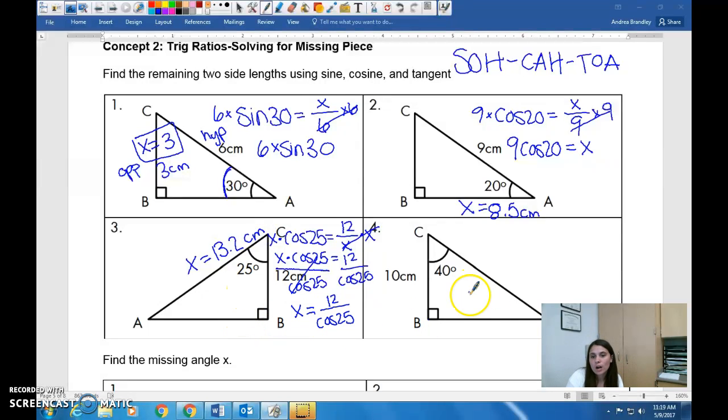On number 4, I want to go ahead and solve for this angle. So this is my side length.